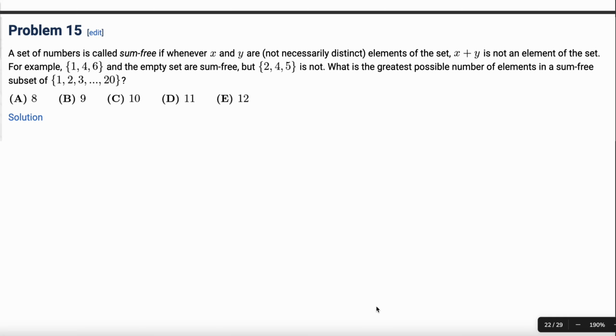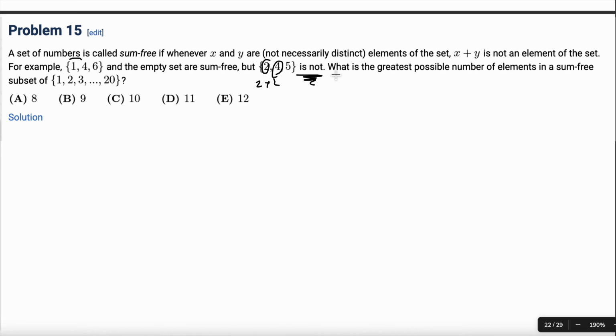Okay, problem 15 from 2025 AMC 12A. A set of numbers is called sum free whenever x and y, not necessarily distinct elements of the set, have x plus y not an element of the set. So we basically want that if there's any two elements in the set, we don't want their sum to be in the set. And we also don't want double of one number to be in the set. For example, 2 plus 2 is 4, and since 2 and 4 are in the set, it's not a sum free set.